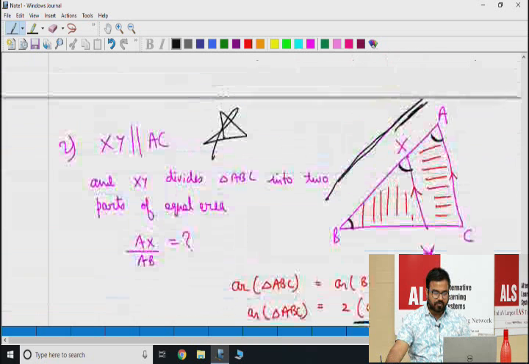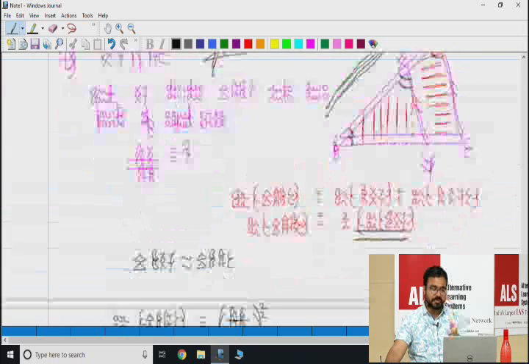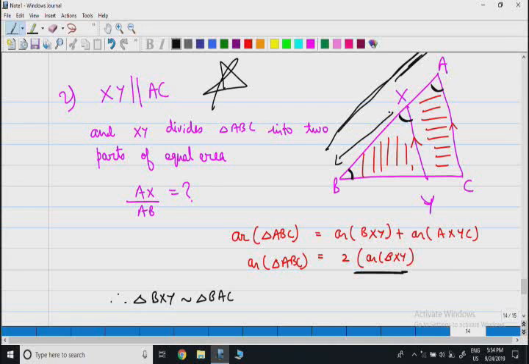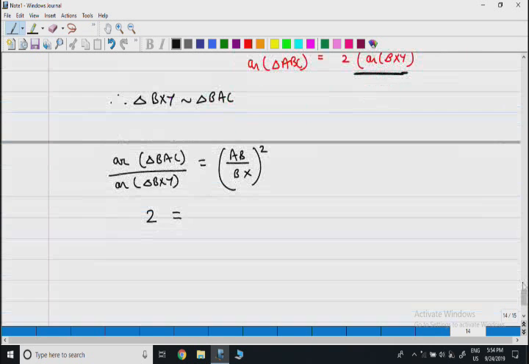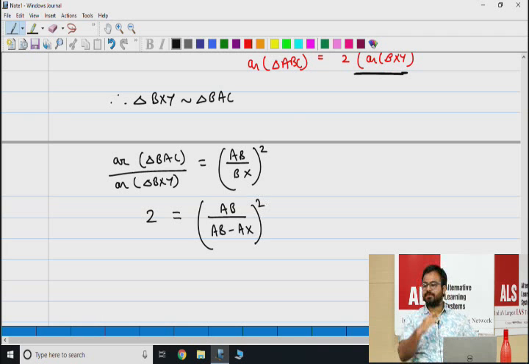But what we have to find is AX over AB. So we want AB, but we don't want BX. What we can do is replace BX, because we know that AB is made up of two things, AX plus BX. So we can write BX as AB minus AX, and whole square. This is the thing which we can write.